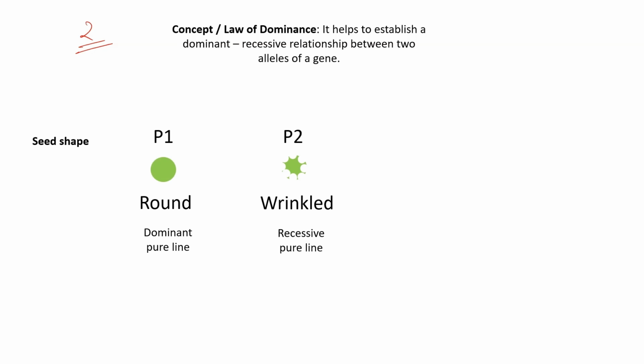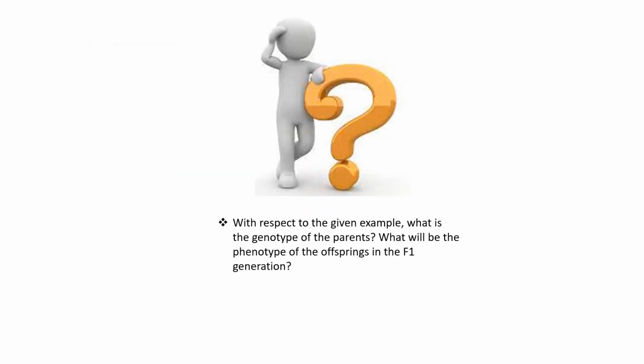Now, I'm giving you another example, not completely, you have to solve this. So here we are taking the example of seed shape. Parent 1 is round, parent 2 is wrinkled. Round is a pure dominant line and wrinkled is a recessive pure line. Now you have to tell me in the comment section, with respect to this seed shape, what is the genotype of the parents and what will be the phenotype of the offspring in the F1 generation.